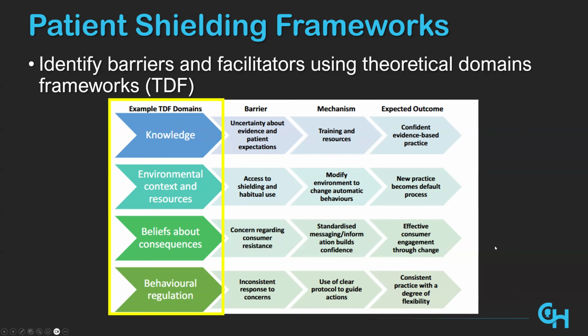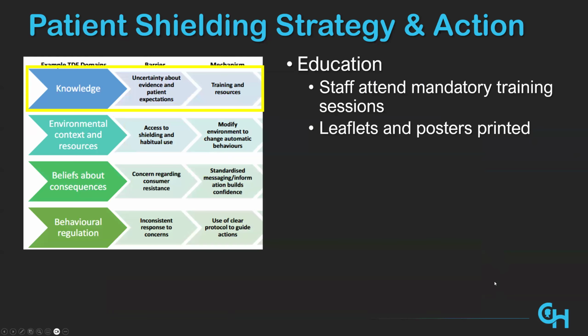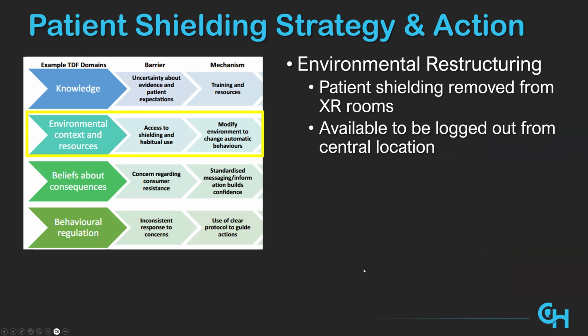The mechanisms themselves are a little conceptual. And so what did that look like in practice? So looking at the domain of knowledge, specifically the mechanism and the strategies used here were having staff attend mandatory training sessions and having leaflets and posters printed with the new practice guidelines. In our environmental context and resources category, patient shielding was removed from the X-ray rooms. So that was a way to modify the environment to change behaviors. However, the shields were still available to be logged out from a central location.